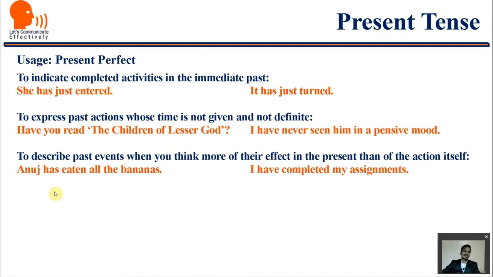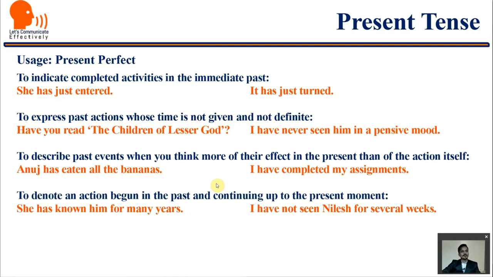Like Anuj has eaten all the bananas. I have completed my assignments, and so on. To denote an action begun in the past and continuing up to the present moment. Right, the action which had started in the past, and when you are talking, it is just continuing, it is just going on. She has known him for many years. Like, she has known him for many years and still she is knowing. I have not seen Nilesh for several weeks.